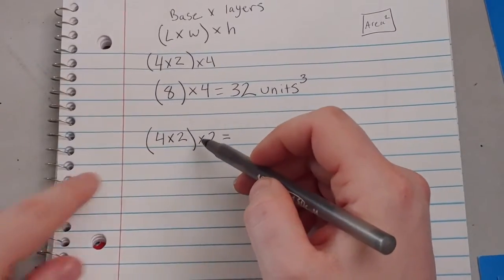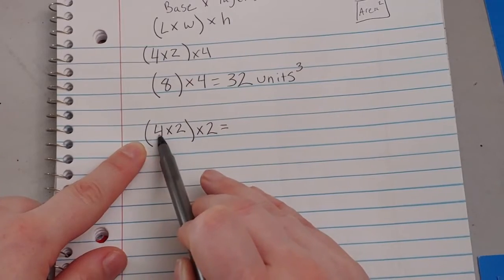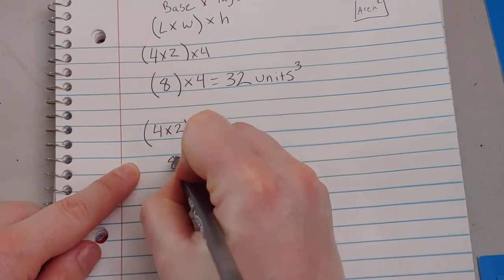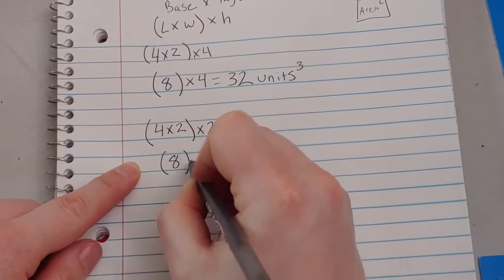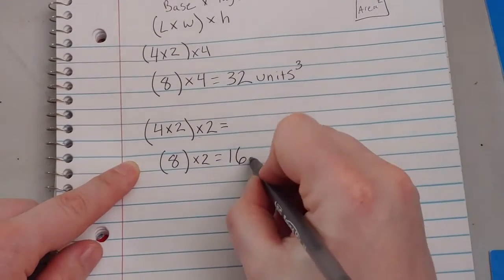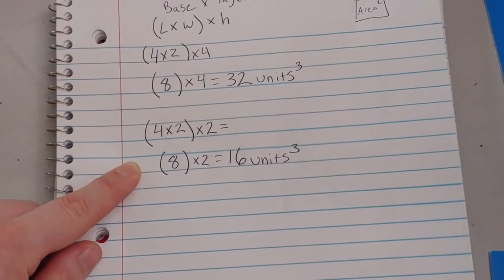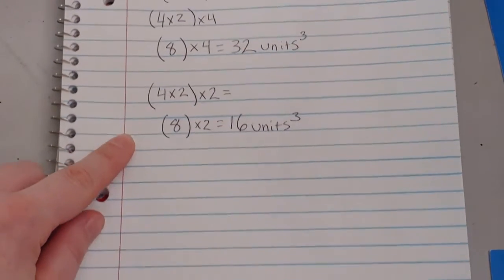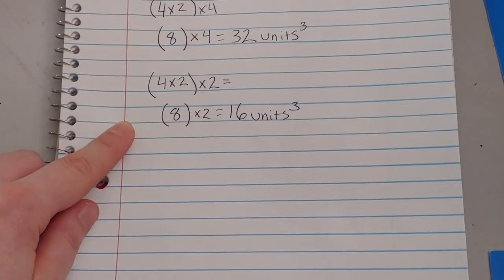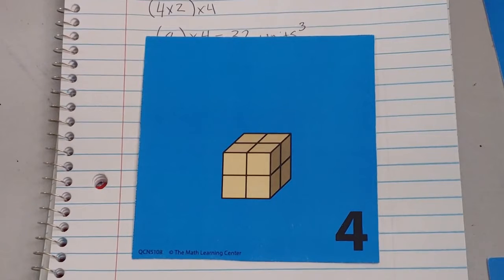So again, when we're solving, we do the parenthesis part first. So 4 times 2 is 8. Then times 2 for 16. Again, we don't know how big they are, so we're going to call it units cubed. Units cubed. Okay, your turn. Give me the whole equation.